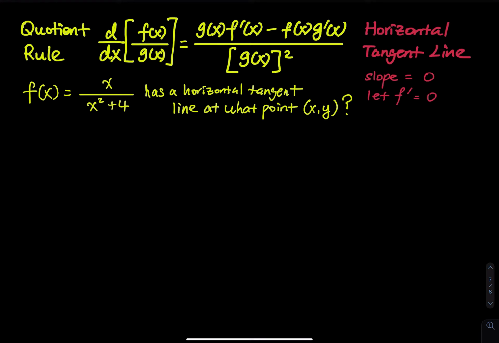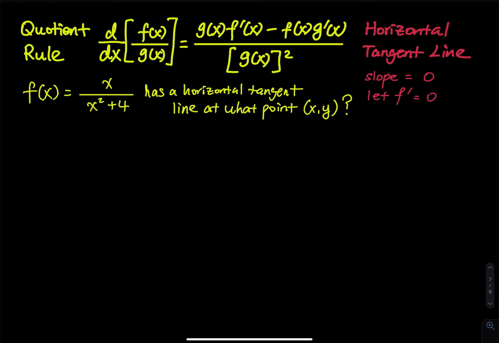This is a horizontal tangent line problem. I have a function f of x equals x divided by x squared plus 4. The graph is some curve, right? I don't care what the graph looks like. What I am trying to find out is, we have a curve, and I want you to tell me at what point on the curve there is a horizontal tangent line.